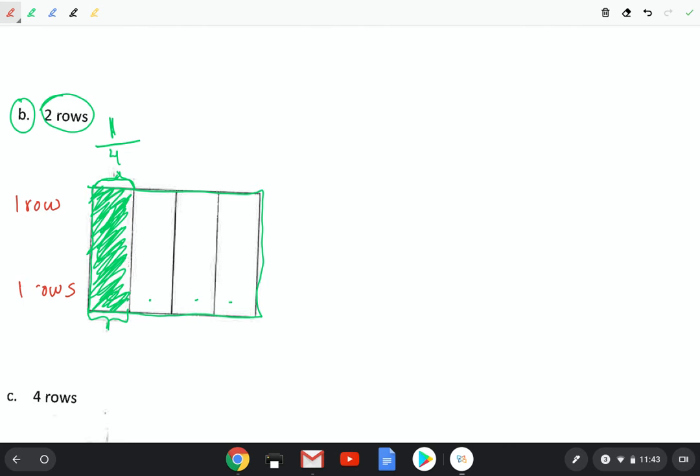2 rows total, okay? If I need 2 rows and I need to draw horizontal lines, I can clearly see that I'm going to need 1 horizontal line, because if I draw 1 horizontal line, that should give me my 2 rows, okay? So here's 1 row plus another row. That's a total of 2 rows.